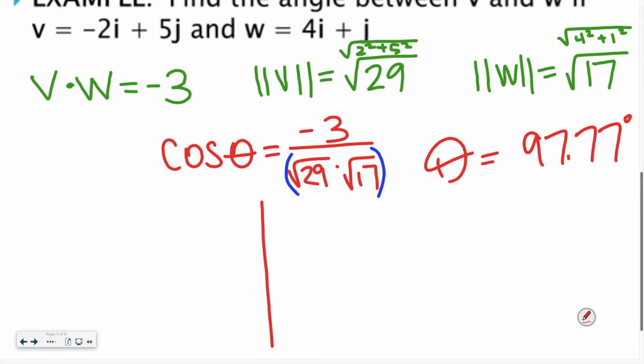Now, let's plot these vectors. Vector v is the vector negative 2, positive 5. And vector w is the vector 4, 1. Here would be the angle we just found. Does that look okay? Yeah. Just make sure that you get those parentheses in the denominator. You have a product in there.